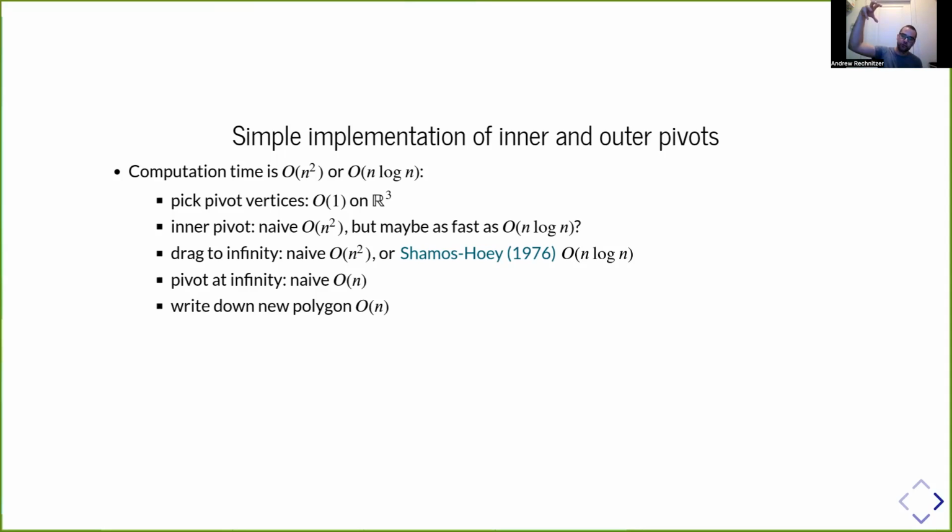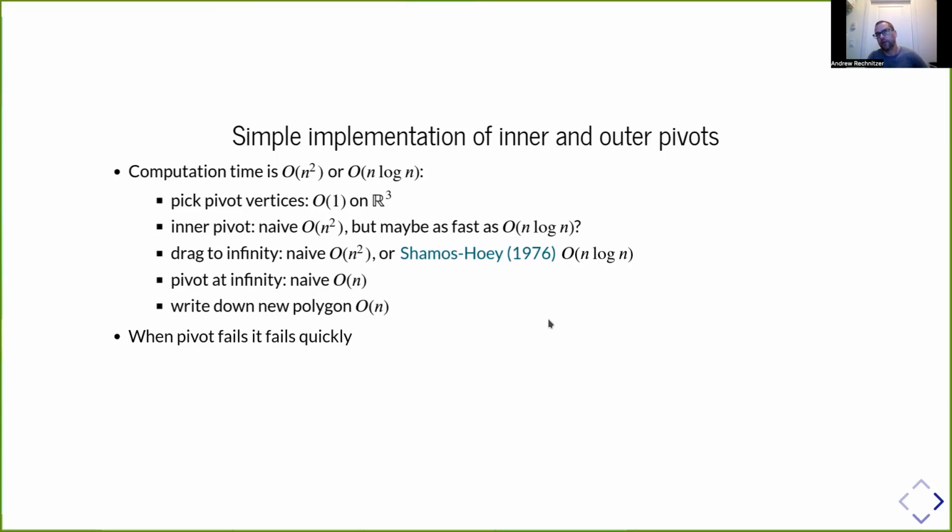This dragging off to infinity is n squared, or if you use some standard computational geometry, things like Shamos-Hoey, it could be order n log n. Pivot at infinity, it's an order n check if you do it naively. And then putting everything back together and writing down the new polygon is order n. So this computation time of doing one pivot is going to be order n squared or order n log n, which is not that promising.